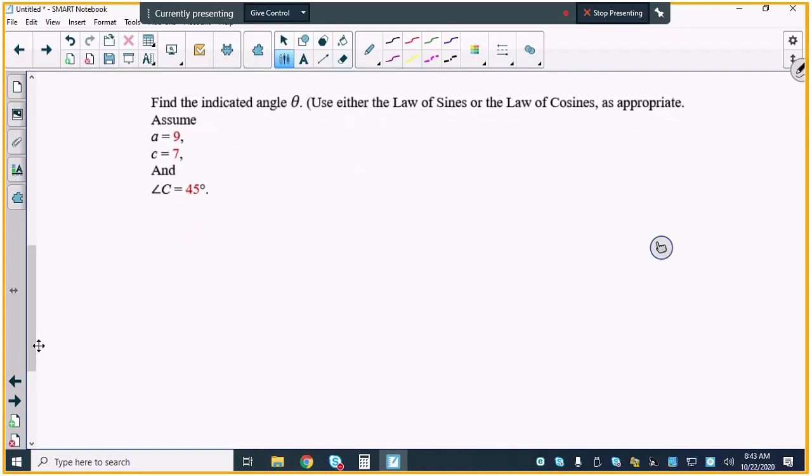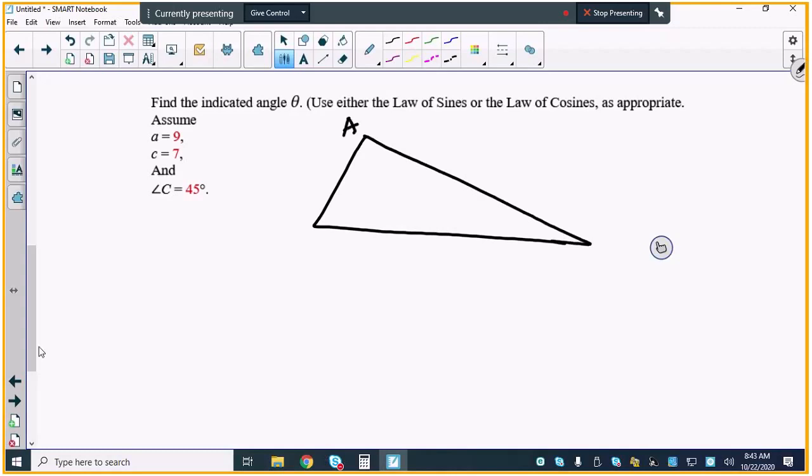Find the indicated angle theta in this problem. Use either law of sines or law of cosines as appropriate. So I have been given two sides, A and C, and I have been given the angle C. So let's draw an arbitrary triangle first, and then label the vertices as A, B, and C. So if this is A, that means this is 9. This side is C, so length is 7. Angle C, whereas, is 45 degrees.